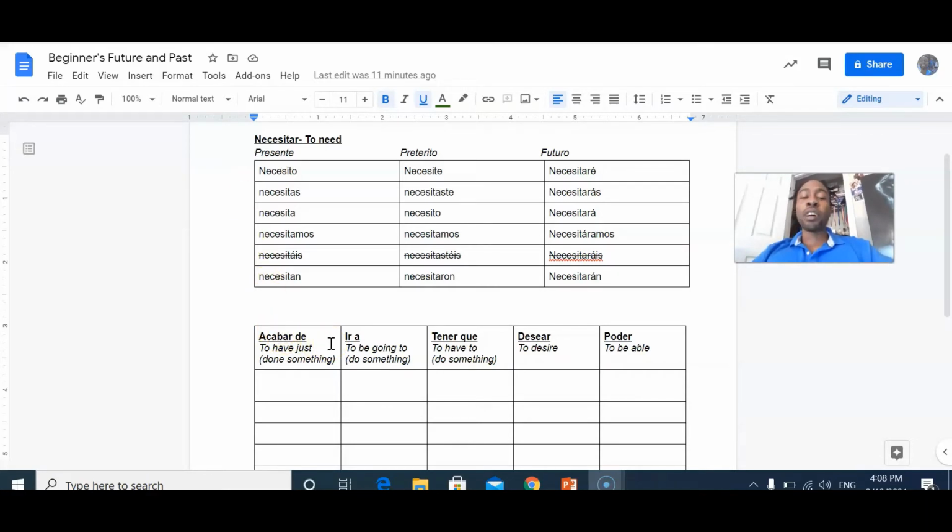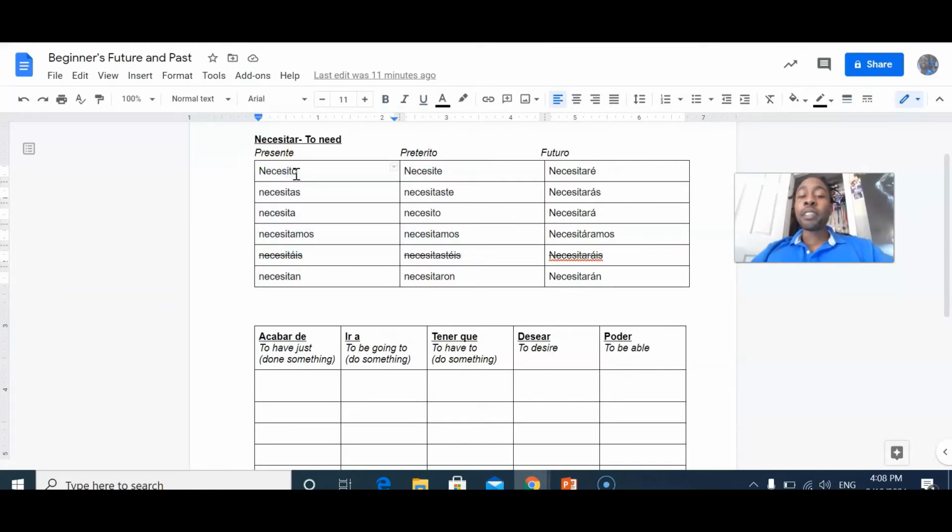And vamos a usar verbos en vez de necesitar, los verbos acabar de, ir a, tener que, desear y poder. We're going to use these verbs down here to try and accomplish a similar concept. Now, if we weren't doing the beginner's version of this, what we would see are different conjugations for every tense that we're trying to describe.